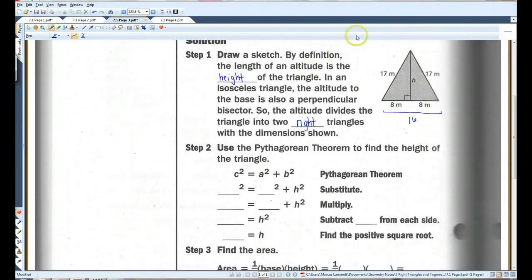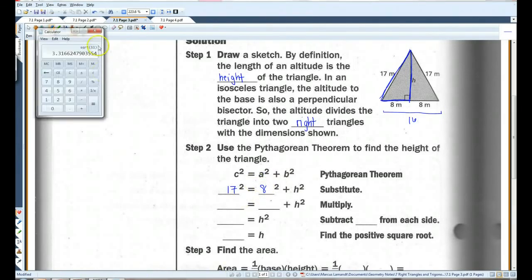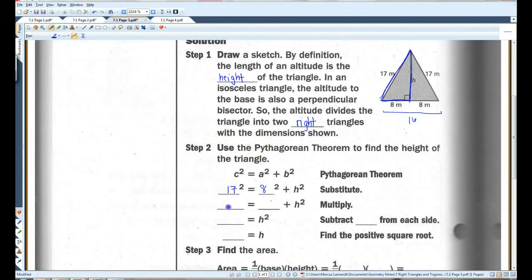So, I'm going to focus on just one of these right triangles and use the Pythagorean theorem to solve it. So if you look here, my hypotenuse is 17, and my legs are 8 and h. So let's plug that in. C squared equals a squared plus b squared. My c is 17. H is my b, so a is going to be 8. 17 squared, I believe it's 289. I'm right. Yay. 8 squared is 64. Let's subtract.